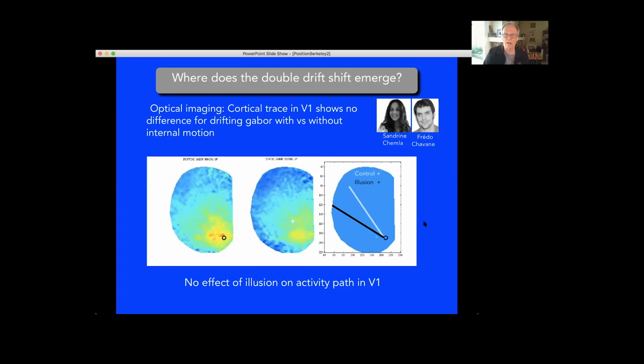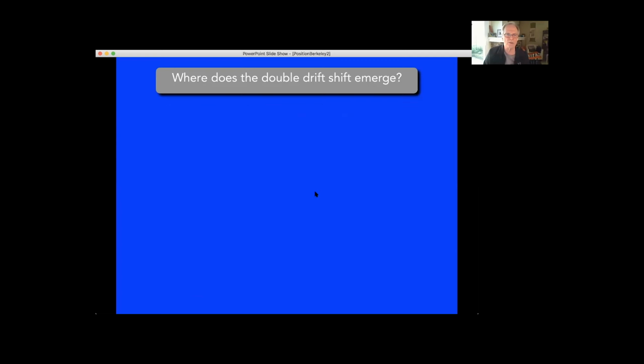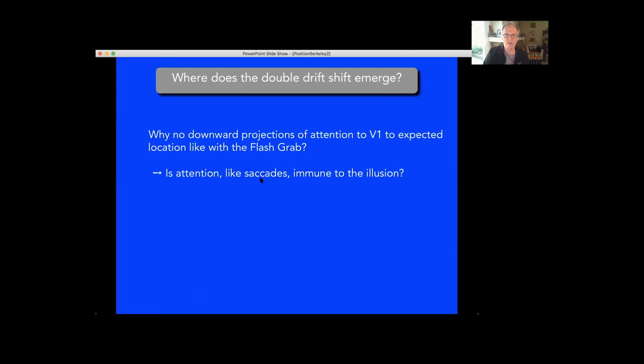So we thought this just didn't work. This was a failed experiment, and we only did one monkey. But in fact, now we think about it, it's backed up by the fMRI. So why no downward projections? Well, perhaps because attention is like saccades and is immune to the illusion. And then the downward projection would go to the physical path.